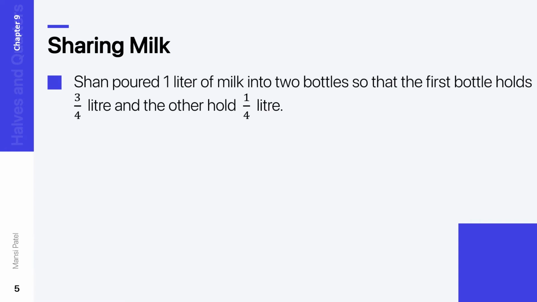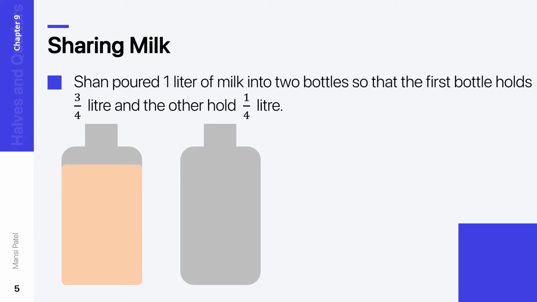Now again, sharing milk. Shan poured 1 liter of milk into 2 bottles so that the first bottle holds 3/4 liter and the other bottle holds 1/4 liter. Now what is the thing? See here, Shan just poured this 1 liter of milk into two different bottles. The first bottle holds 3/4 liter and the second bottle holds 1/4 liter.